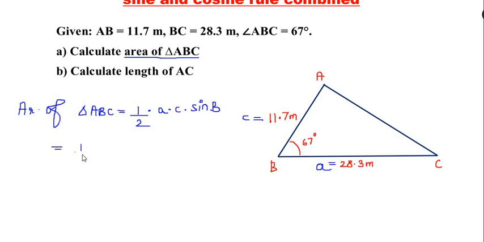We have half times a is 28.3, c is 11.7, times sine of angle B, which is 67 degrees. So let us use a calculator to calculate this.